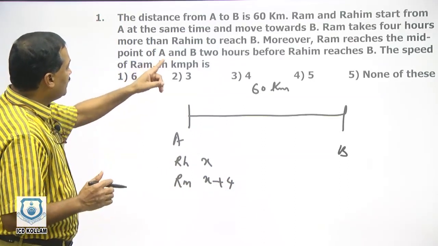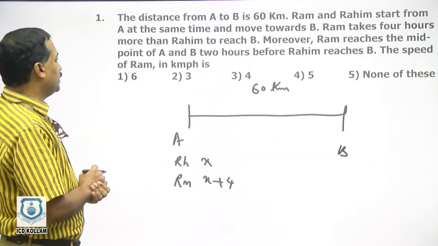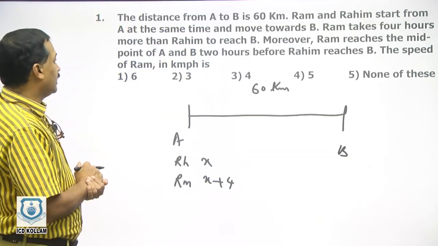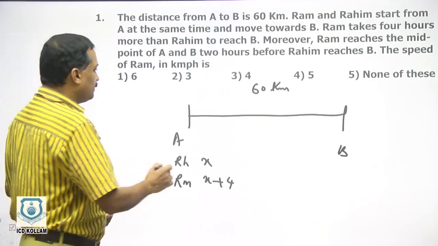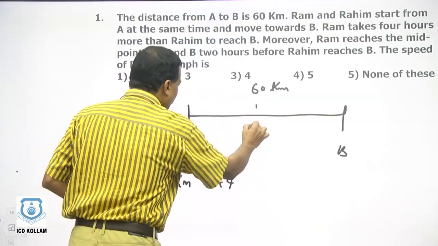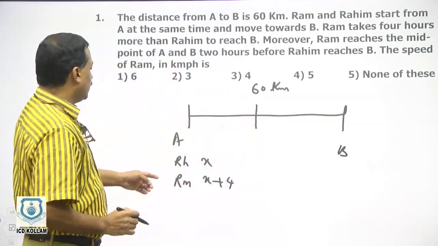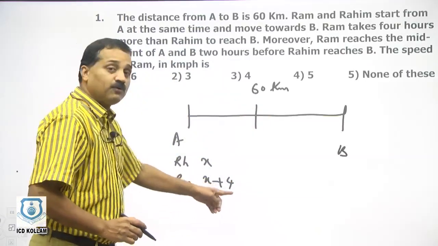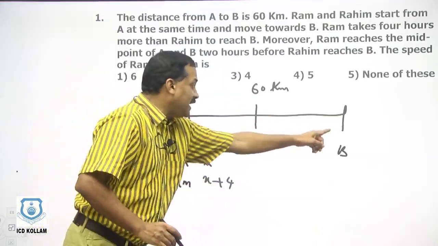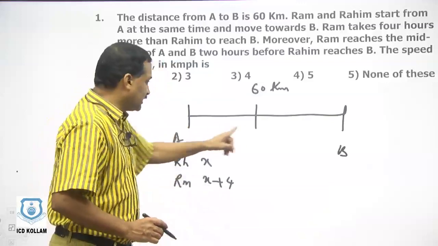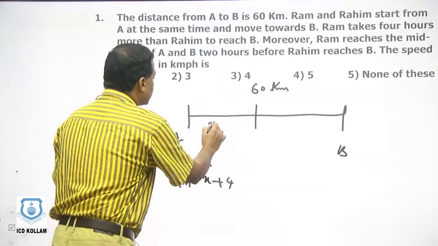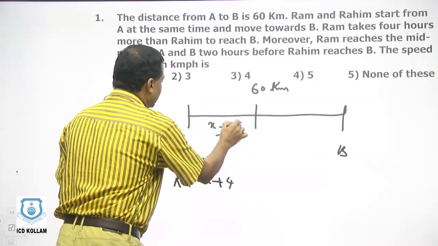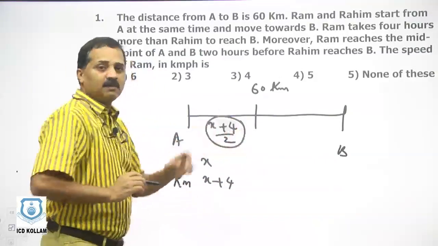Now moreover, Ram reaches the midpoint of A and B 2 hours before Rahim reaches. So to cover the midpoint, Ram will take x plus 4 by 2. From A to B, Ram will take x plus 4. So to reach the midpoint, Ram will take x plus 4 by 2. This is the time taken by Ram to reach the midpoint.